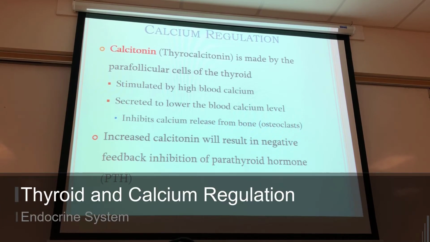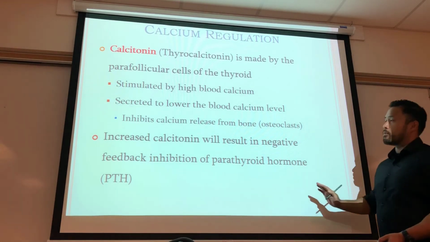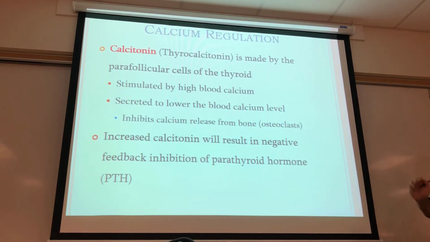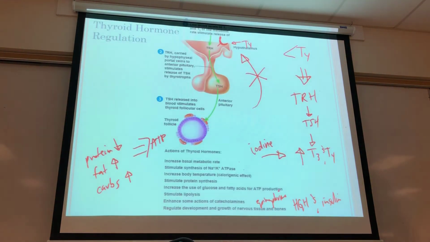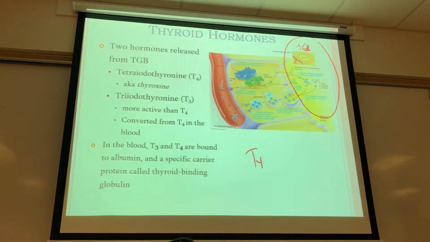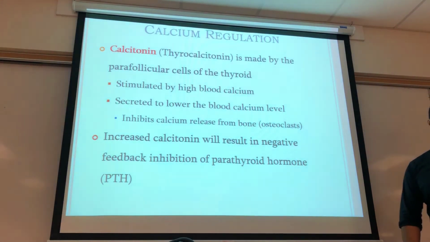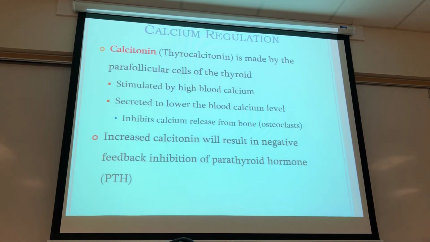Let's look at calcium regulation. As I mentioned earlier, the follicular cells are involved in the production of T3, T4. Now the parafollicular cells, the cells surrounding the follicular cells, are involved in regulation of calcium. The hormone involved is called calcitonin, or thyrocalcitonin, simply because calcitonin is still produced by the thyroid, but for the purposes of regulating calcium levels.